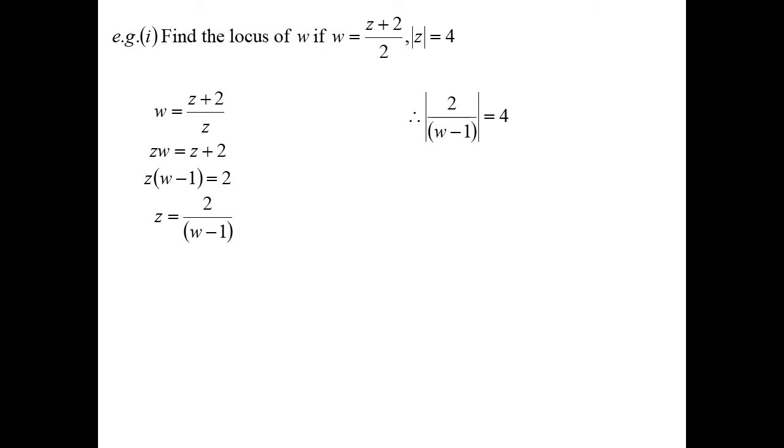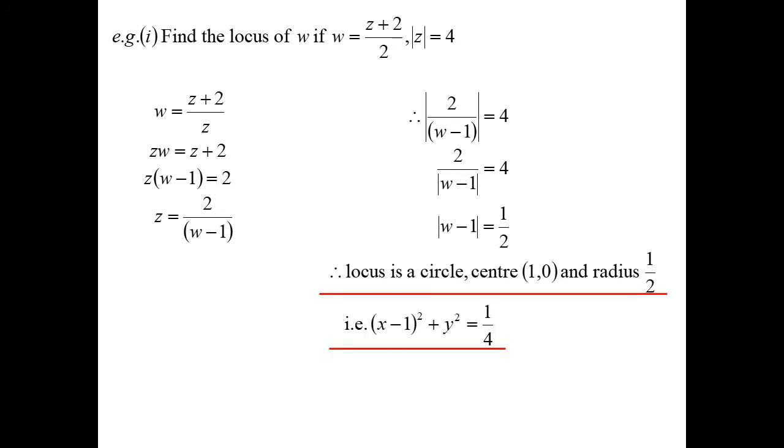is equal to 4. Now I can rearrange this to get something I recognise, play around with that, and we get the modulus of w minus 1 is a half. I recognise what that is. So my output will also be a circle. The input is a circle on modulus z equals 4. The output will be a circle. Modulus of w minus 1 is equal to a half.